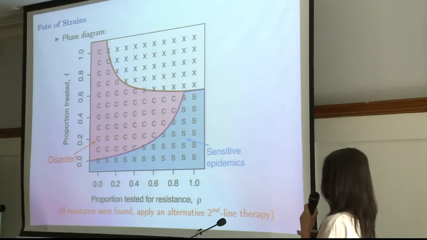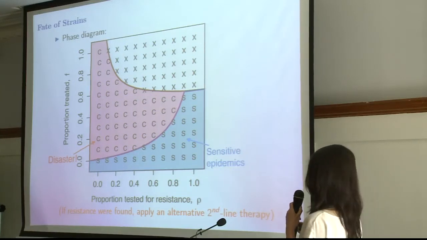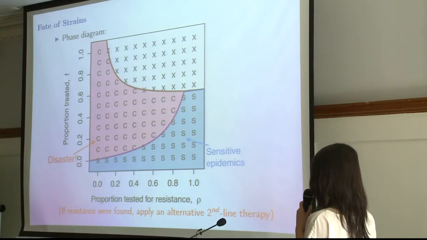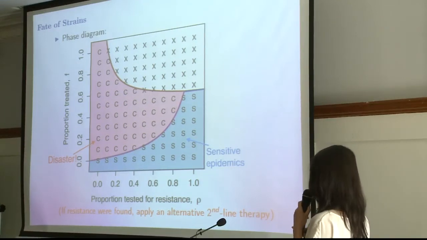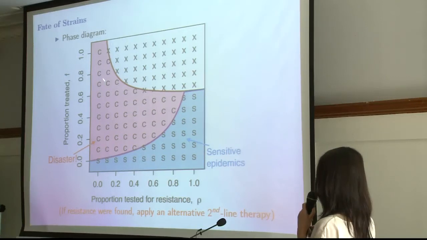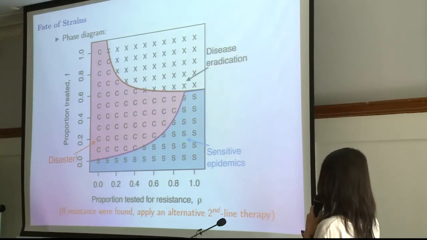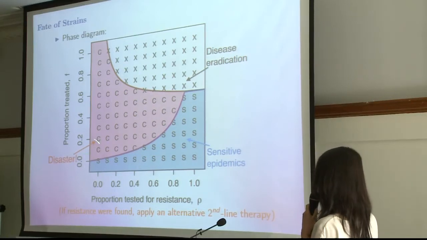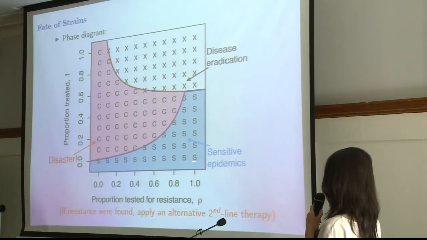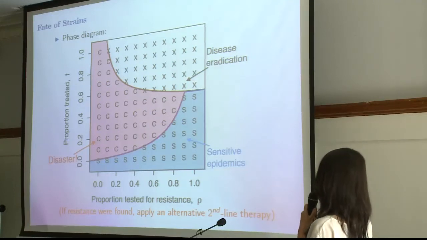And unfortunately, for many bacterial infections we see in the hospital today, since we don't do any susceptibility testing for patients before the treatment, we are currently at somewhere along this vertical line. And fortunately, disease eradication can be achieved at a high treatment proportion and a moderate to high testing proportion.